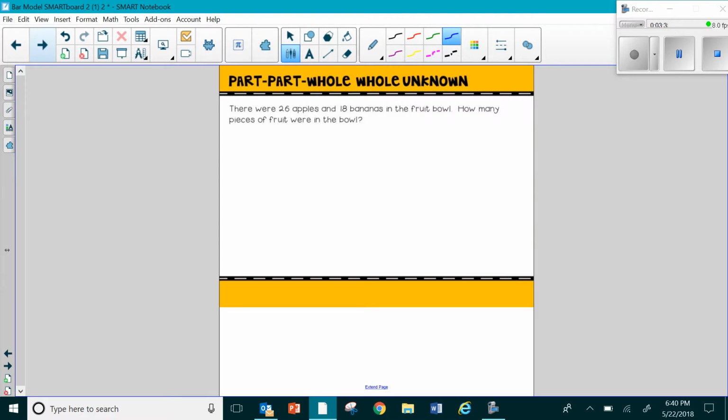There were 26 apples and 18 bananas in the fruit bowl. How many pieces of fruit were in the bowl? So the first thing, teachers, remember we want the students to do is to write an answer statement. There were blank pieces of fruit in the bowl.